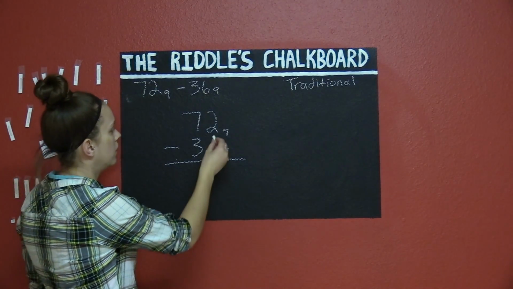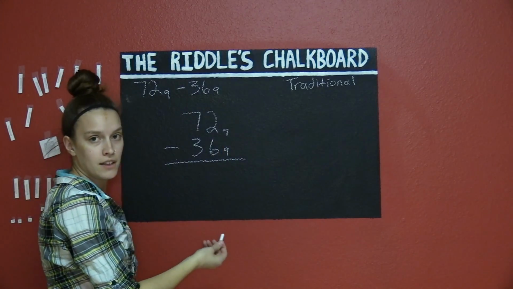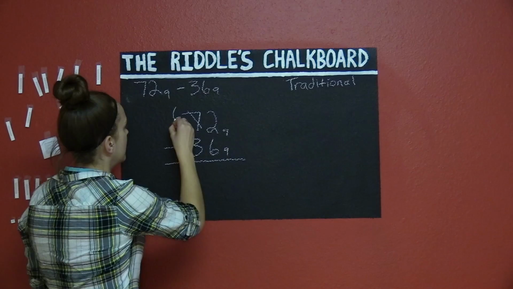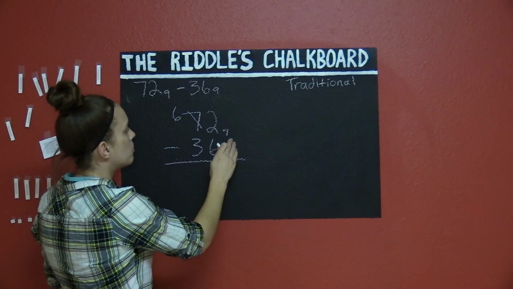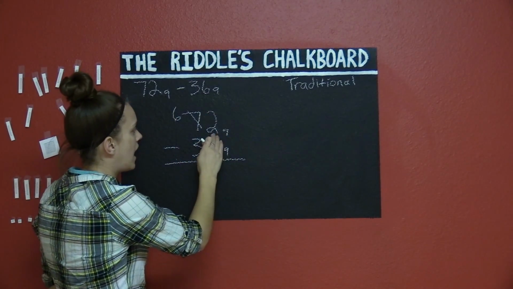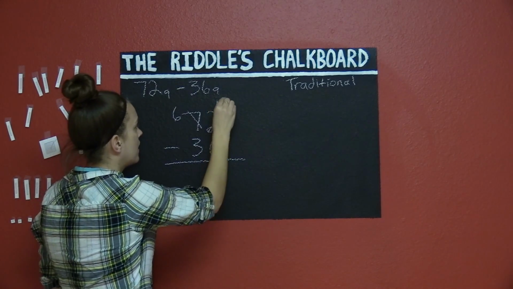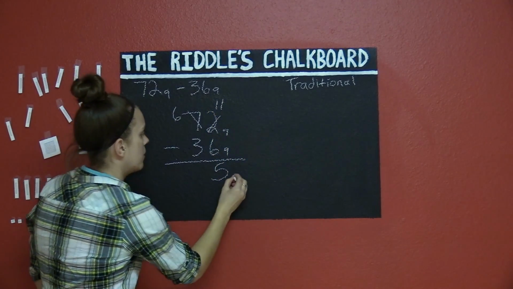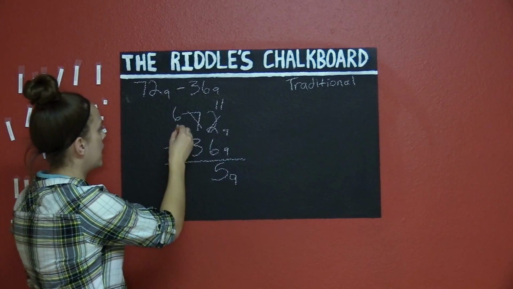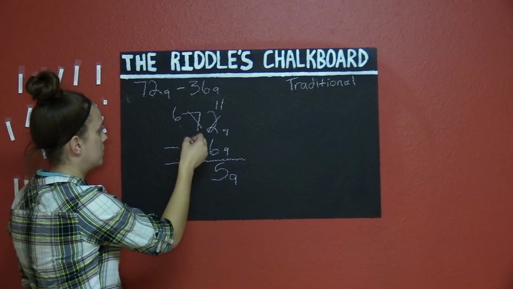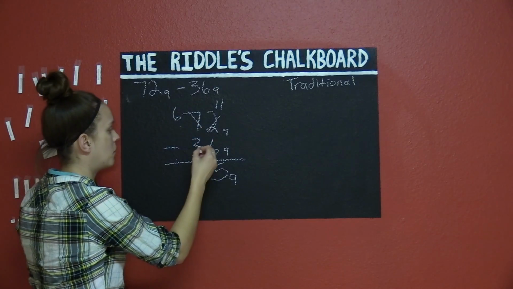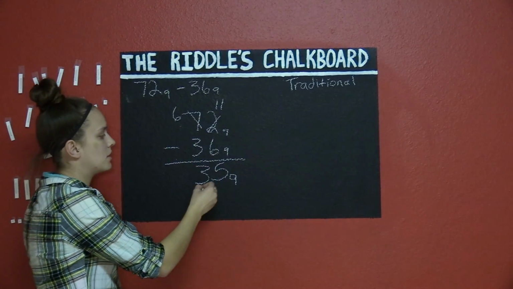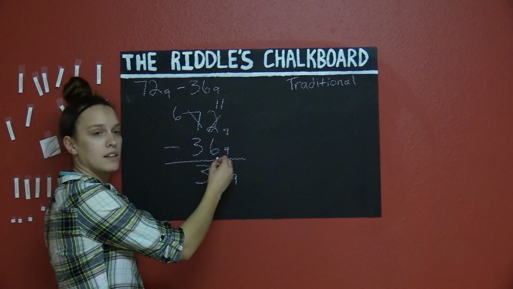Okay, so 2 minus 6, we can't do that obviously, so we need to regroup from 7, make that into a 6. Now we're regrouping with 9, so we're taking 9 and adding it to 2, which makes that 11, and 11 minus 6 equals 5, base 9. And we don't have to regroup here because you can minus 3 from 6, so 6 minus 3 equals 3. So the answer to this one is 35 base 9.